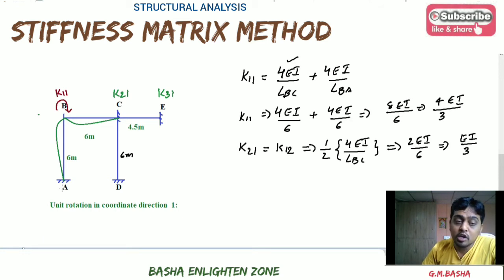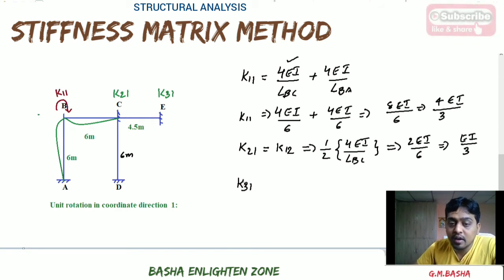Not for A. Why? Because we have not selected any coordinate position at that position. That is the reason we are not taking the carry over moment to that particular end. In the same way, please remember, what about this K31? So here it will be K31. In the same way, the matrix for K13 will be equal to 0.